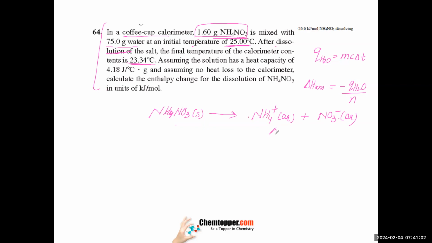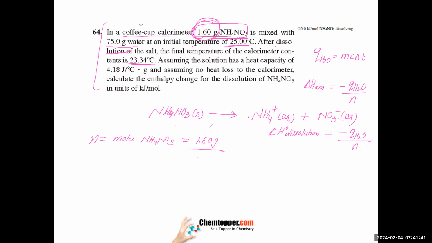And they're asking you to calculate delta H naught of dissolution, right? And you know that delta H naught of dissolution is minus Q of the water over N. Do you know N? N is the moles of ammonium nitrate which you have dissolved. That is 1.60 grams of ammonium nitrate, the given mass here, divided by its molar mass.